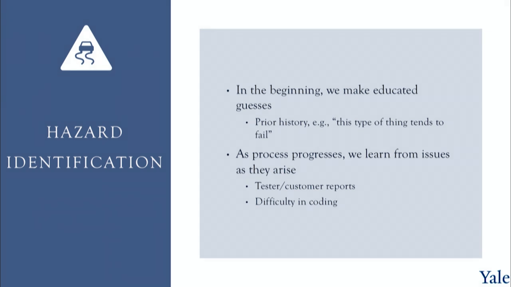We get tester and customer reports. We get reports from our programmers and say, well, this piece of code was really hard to write. This is something that should give us pause. And also we have the previous checklist from the guidance documents. We have to look at user risk and application risk and security risk. All of those things come into hazard identification.